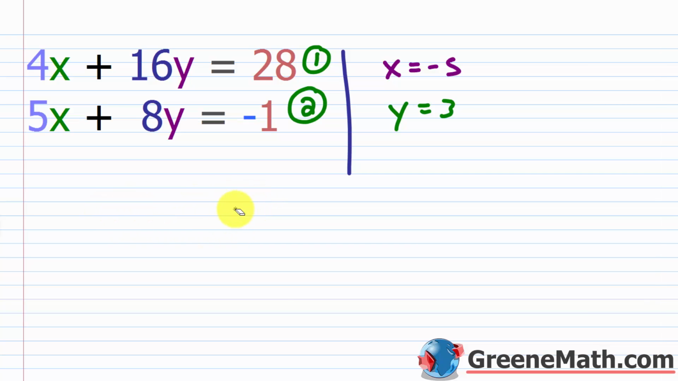But essentially, I'm just going to grab this information and write it in the order that it appears. So I'm going to take my 4, my 16, and my 28, okay? So this row going across represents the numerical information from equation 1. So that's all that is. Then the second row that I'm going to form is going to be the 5, the 8, and the -1. That's the numerical information from equation 2.